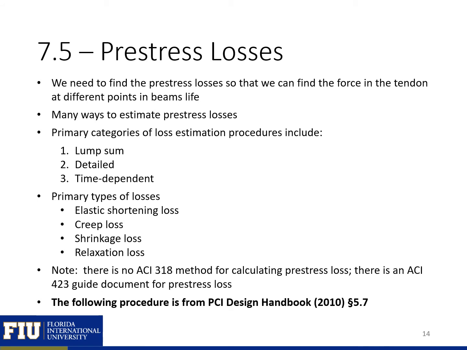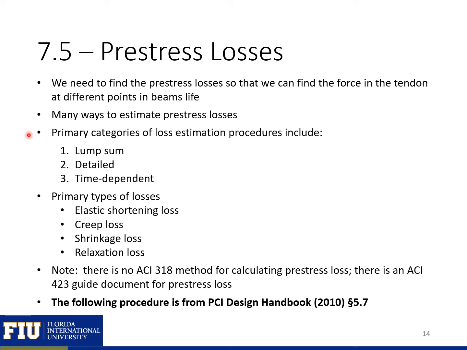When we use the Force-in-the-Tendon approach, we account for all of our time effects using pre-stress losses. So we need to calculate our pre-stress losses in order to figure out the force in the tendon at different points in the beam's life. There are many different ways that we can estimate pre-stress losses. There's a large variability in estimating anything related to concrete time effects. So typically a simpler approach is okay.